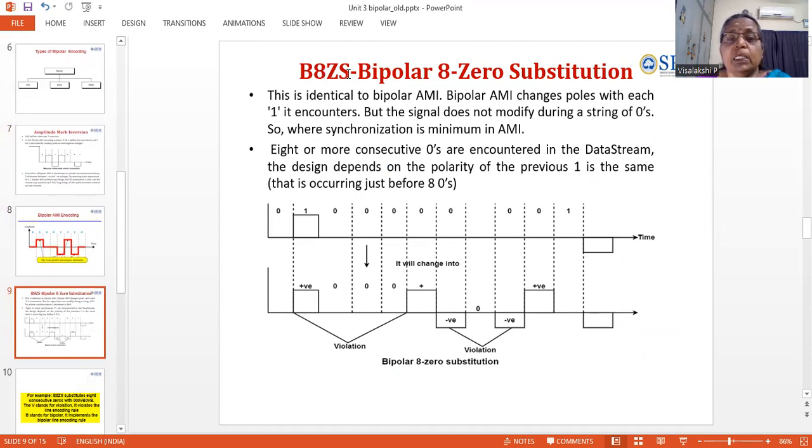Next one is B8ZS bipolar. The abbreviation is bipolar 8 zero substitution, which takes 8 bits of the bit stream. This is identical to bipolar AMI, which uses two conditions: 0 is always the low value, and the 1s are represented by positive and negative alternately. But here, 8 or more consecutive zeros are encountered in the data stream. The design depends on the polarity of the previous 1, that is the 1 occurring just before the 8 zeros.